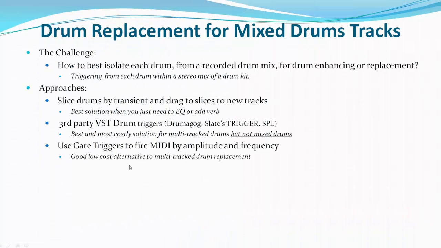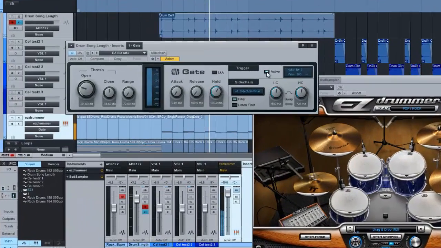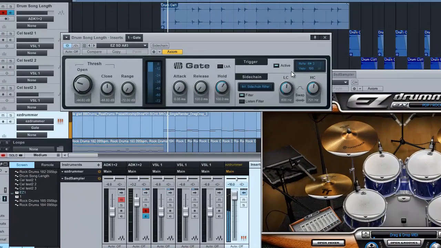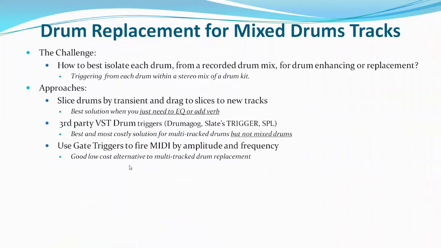Another approach is to use gates and triggers to fire off MIDI based on amplitude and frequency. This is basically the same approach as the third-party VSTs, only you can use built-in gates and triggers inside of Studio One to do that. So it's actually a good low-cost alternative for multi-track drums, but again it has the problem of not being able to handle the mixed signal where you have hi-hats and tom-toms and cymbals all going on at once.